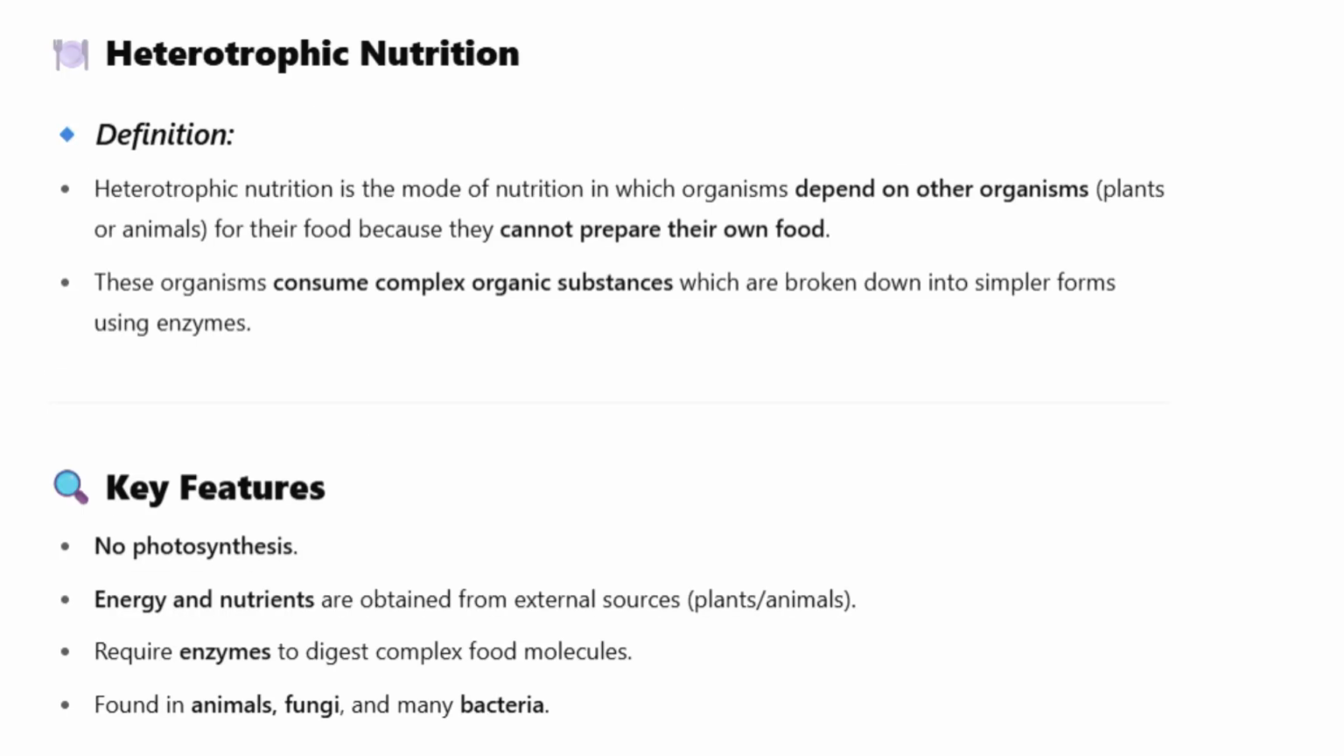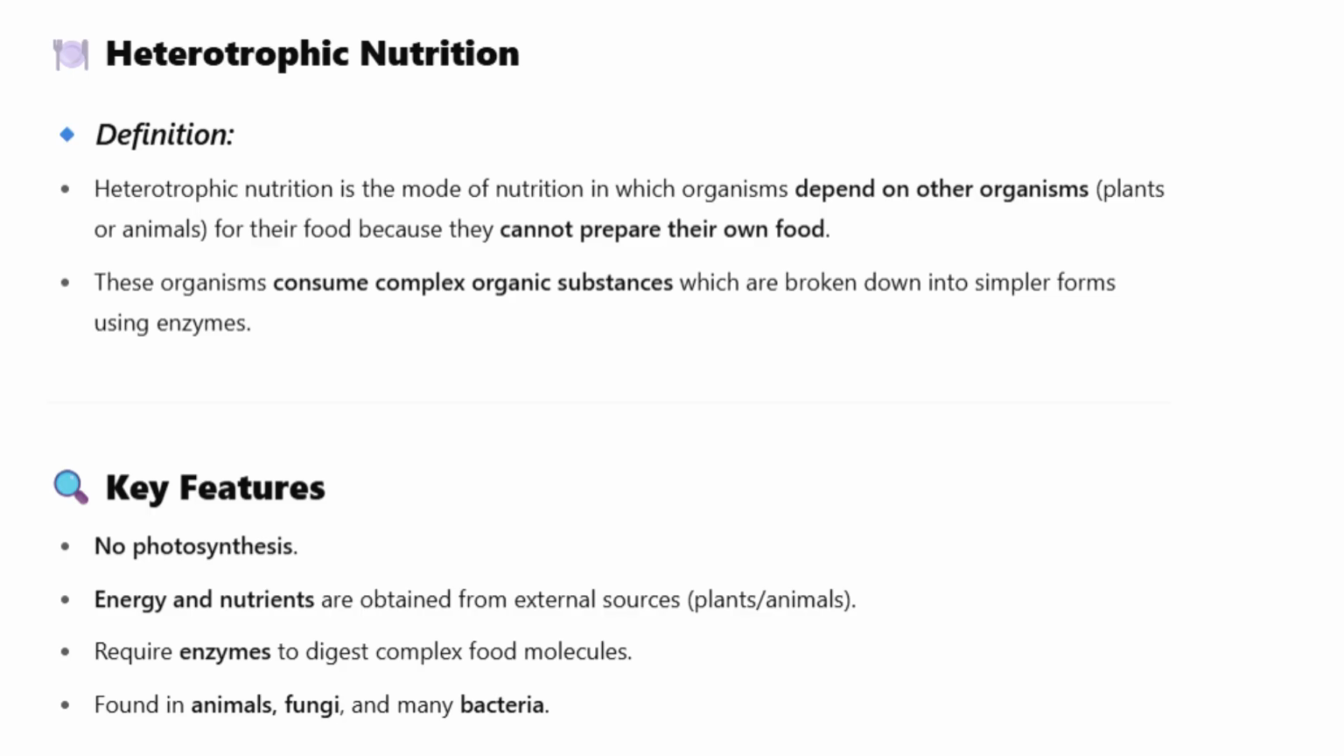Heterotrophic nutrition. Definition: Heterotrophic nutrition is the mode of nutrition in which organisms depend on other organisms, plants or animals, for their food because they cannot prepare their own food. These organisms consume complex organic substances which are broken down into simpler forms using enzymes. Key features: no photosynthesis; energy and nutrients are obtained from external sources, plants or animals.